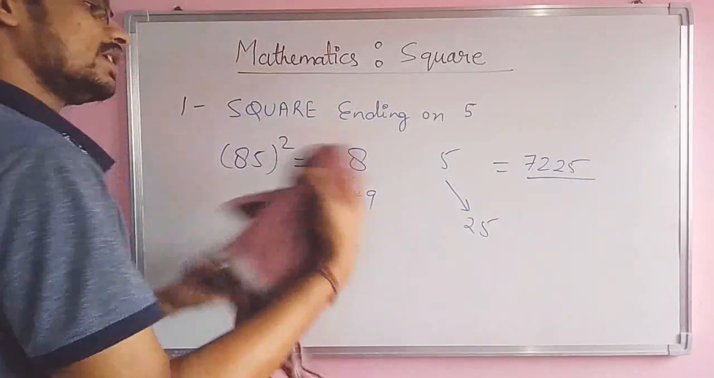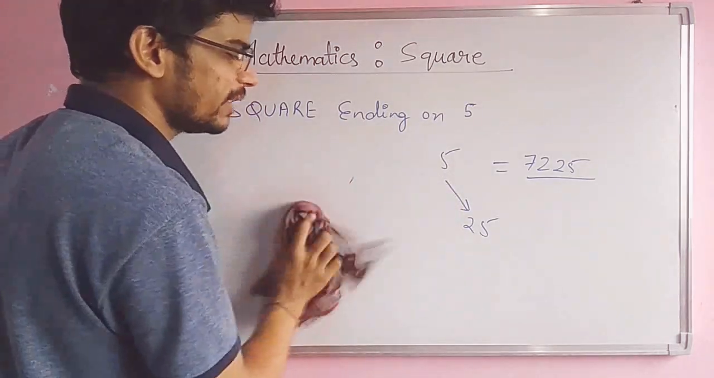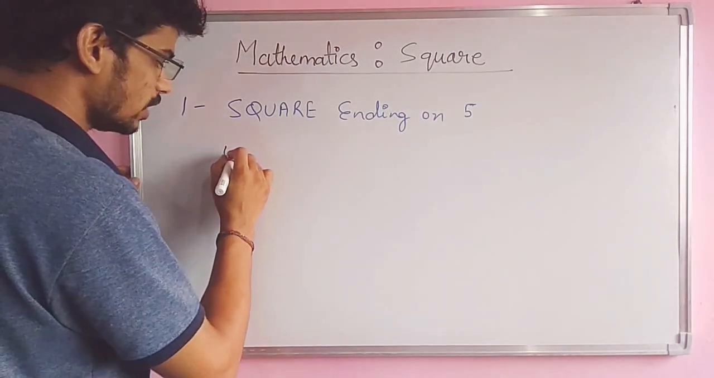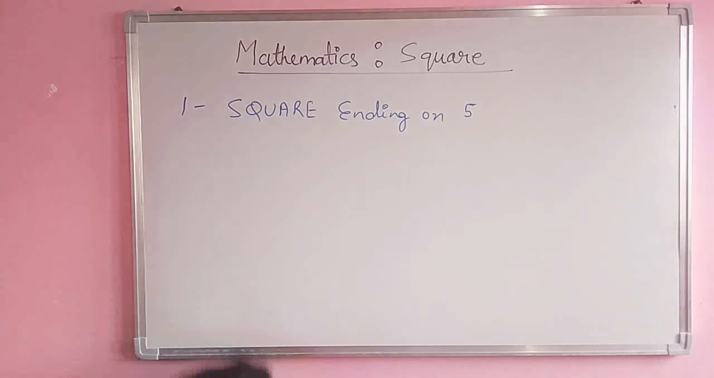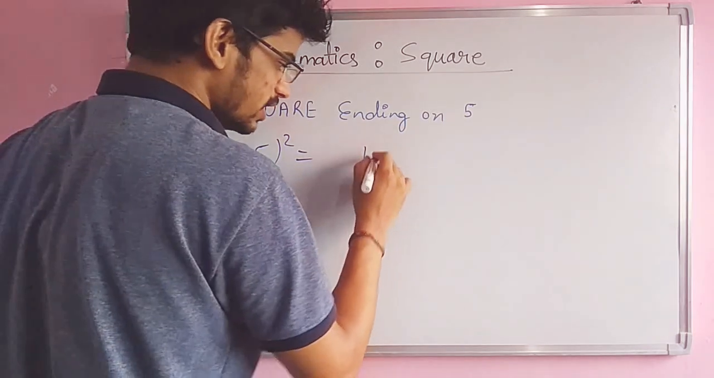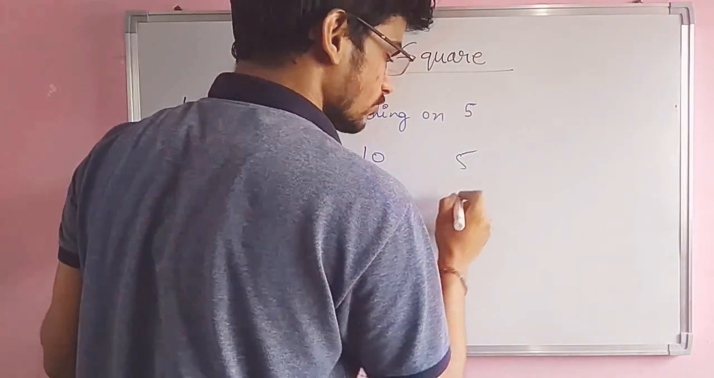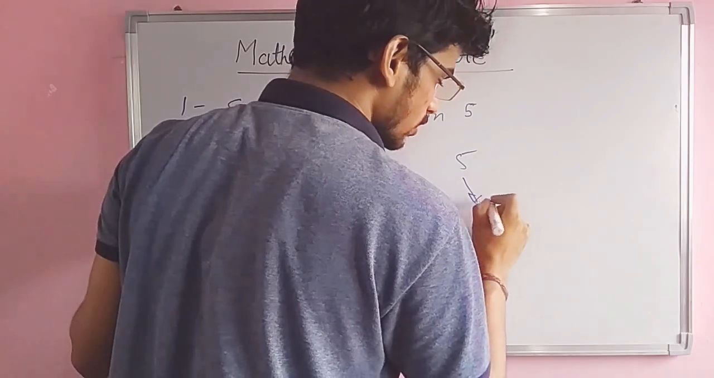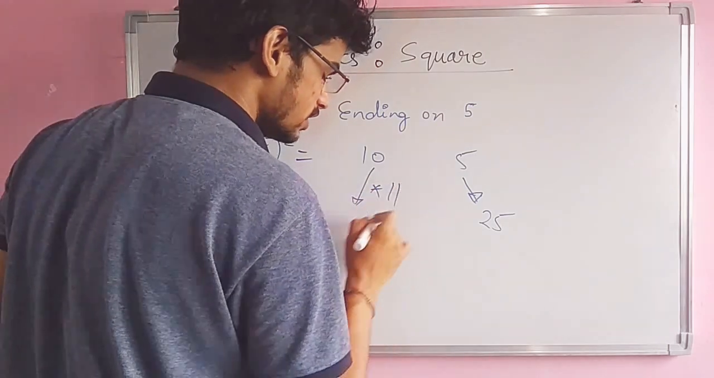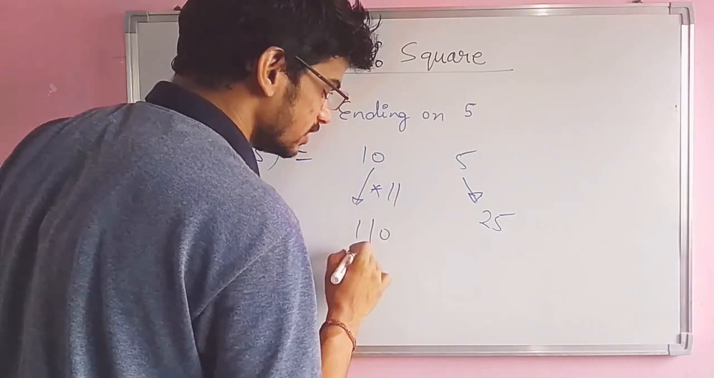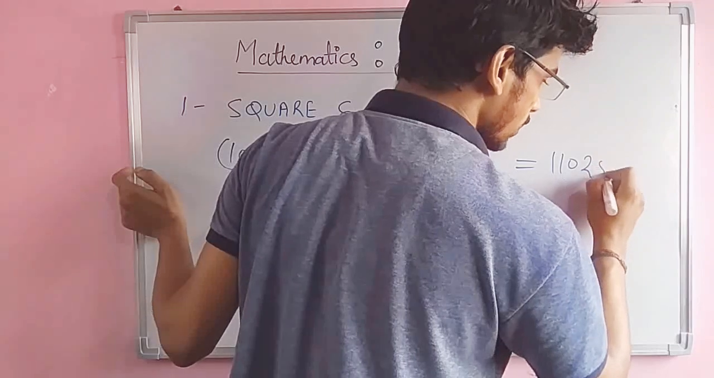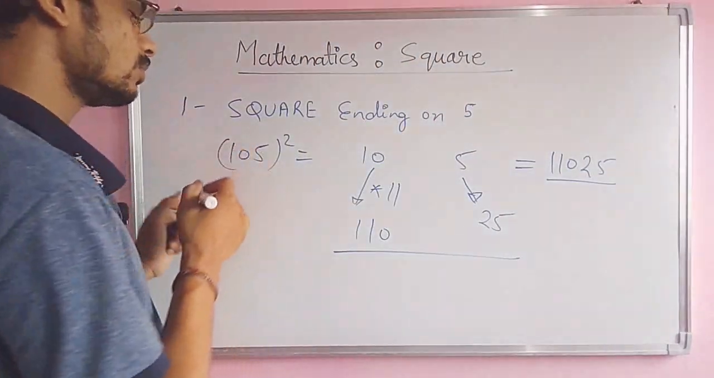If we want to calculate the square of 105, 115, 125, we can calculate easily. But how do we calculate the square of 105? Separate the digits 10 and 5. Calculate the square of 5, that is 25, and multiply 10 by its successor, that is 11. 11 multiplied by 10 is 110. Combine the digits, 11025. It is the square of 105.